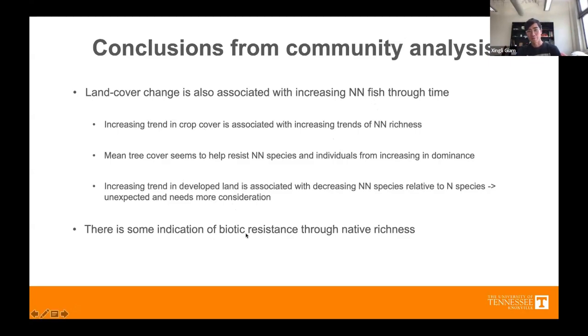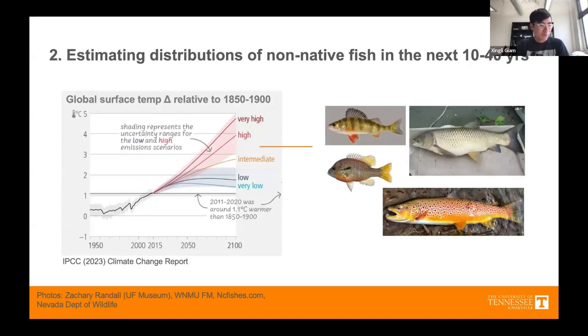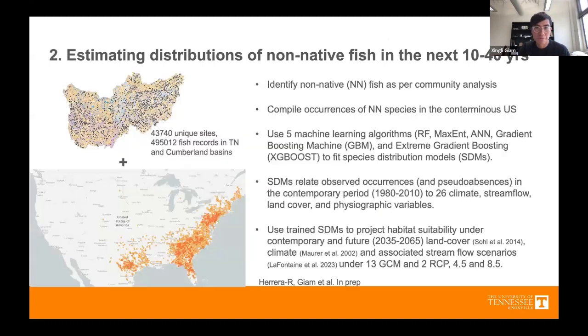There's some indication of biotic resistance through native richness as well, because in the richness model, it came up as potentially important. So just very quickly, I know not much time left. The second part that I want to present is really, before this, we looked retrospectively at what's happening to the fish communities. Now we look forward to see what climate change may actually mean for non-native fish.